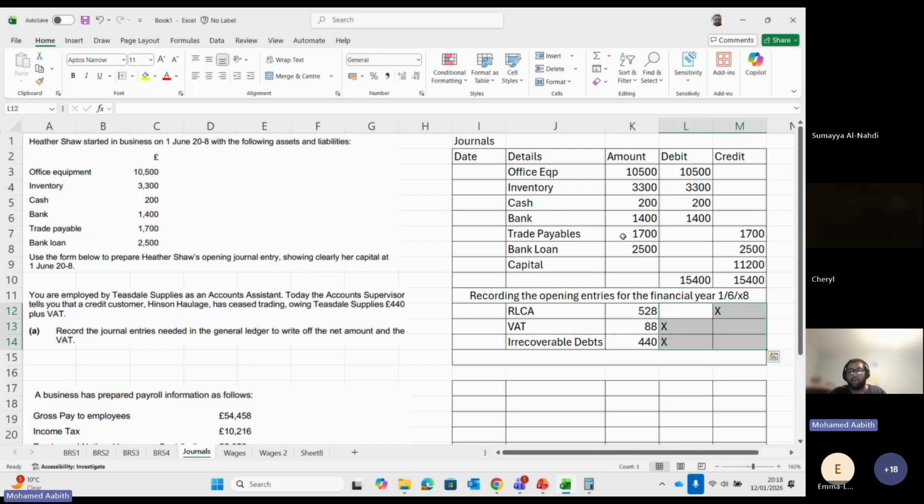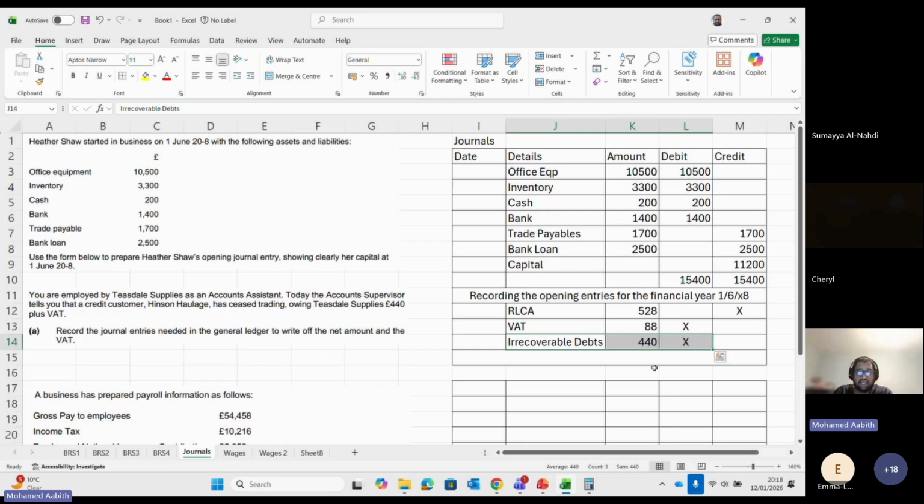So in this scenario, what happens? We write this irrecoverable debt off. This will go into my profit and loss statement as an expense, because when we recorded the initial sales, we did £440 plus VAT in my sales day book, and eventually it went to the RLCA. Now we're going to remove it from my RLCA with the same details, but in the opposite. Basically, we are cancelling that sale, which means we got no income from them. We basically lost it.